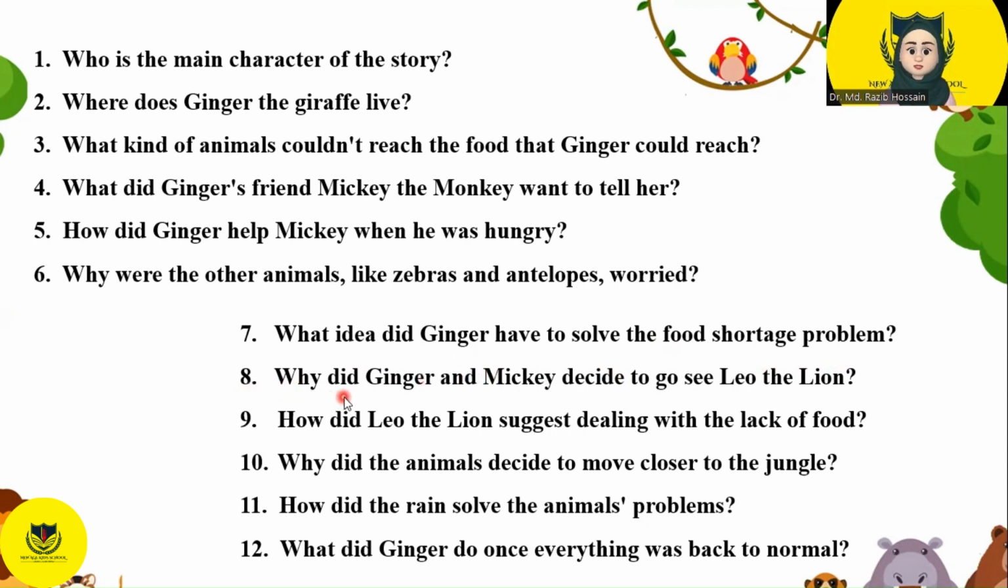Eighth question is, why did Ginger and Mickey decide to go see Leo the lion?